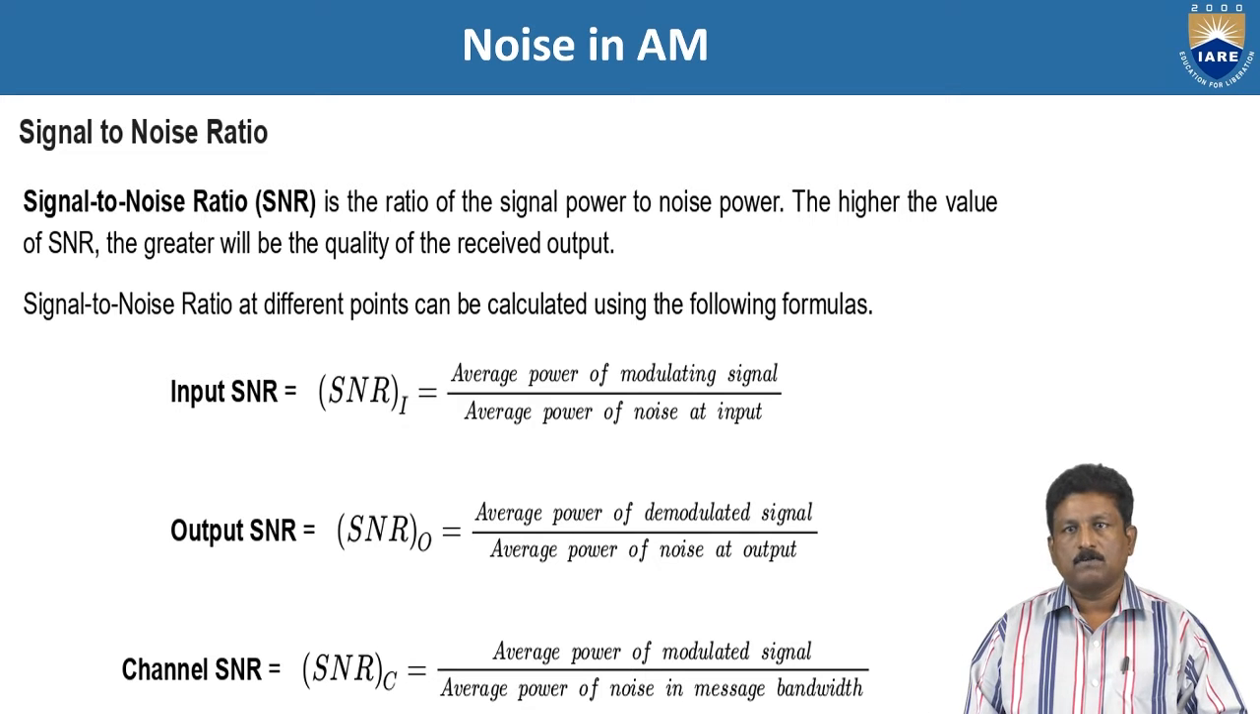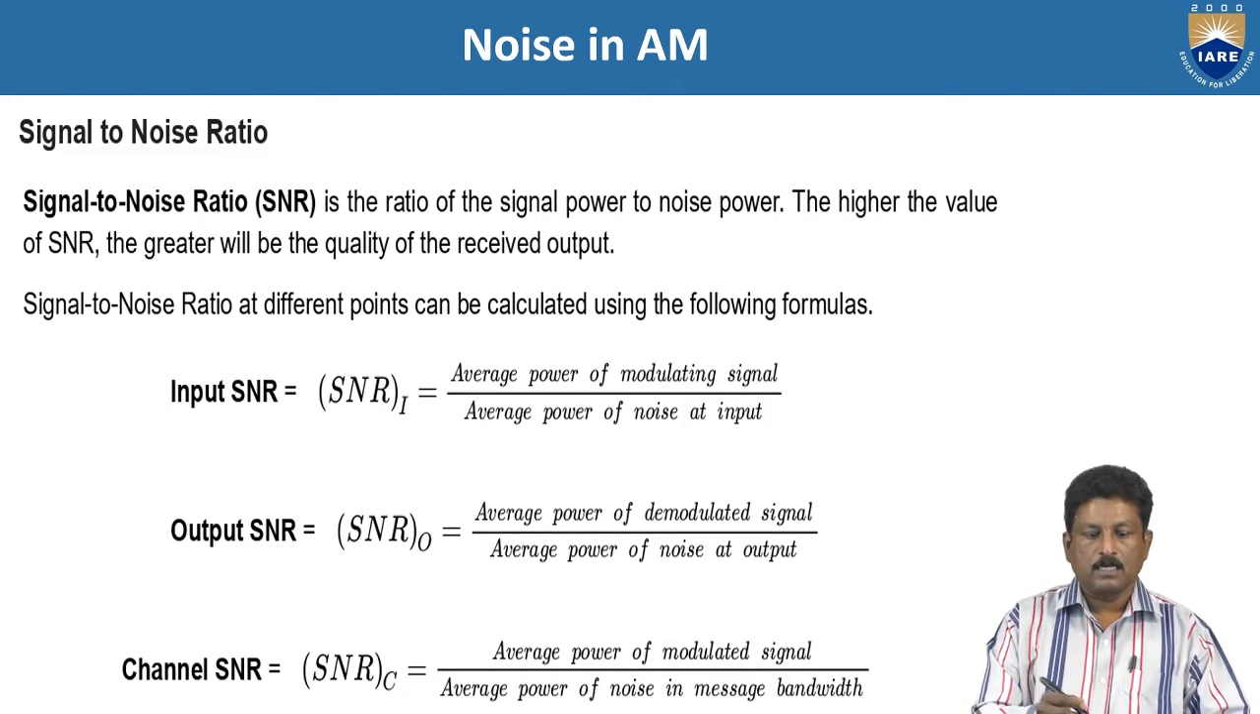You already know that signal to noise ratio, SNR, is the measurement which can measure the performance of the receiver. If the value of the SNR is high, we can say that the receiver has high performance. We are going to measure the SNR at three levels: one is the input level, another is the output level, and the third is the channel side. SNR at the input means SNRI.